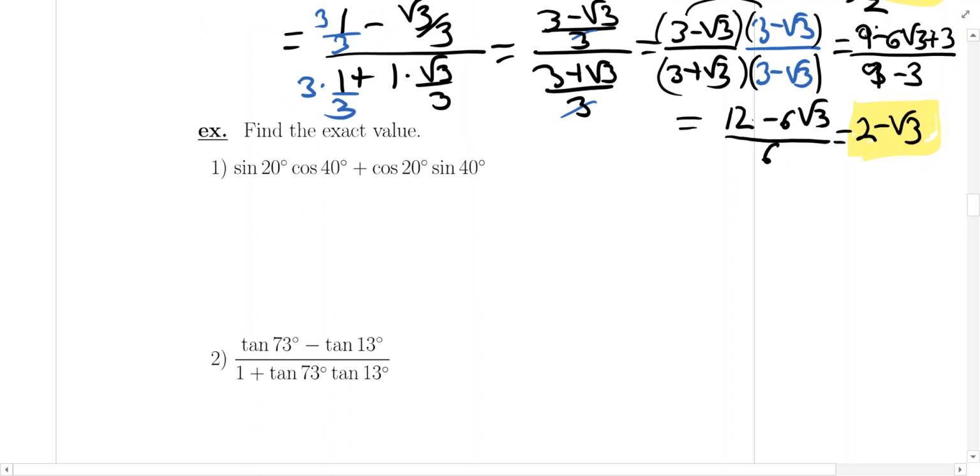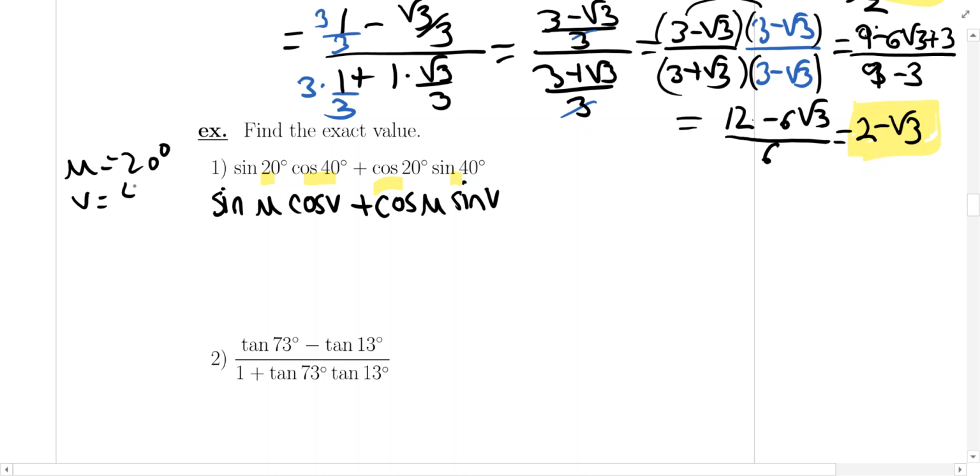All right, what about something like this? It says to find the exact value of this. So for these, it's kind of working backwards. They're giving us sine times cosine, cosine times sine. So if you want, you can rewrite this as sine of u cosine of v plus cosine of u sine of v. So I'm saying that u is 20 degrees and v is 40. So now match the formula. What formula has the right hand side sine u cosine v plus cosine u sine v?